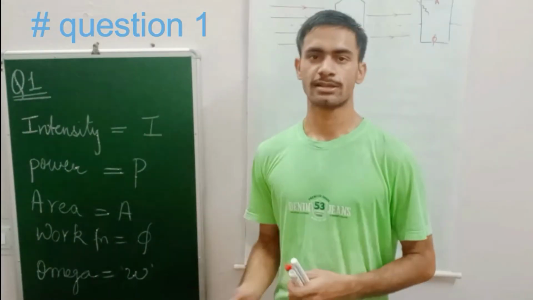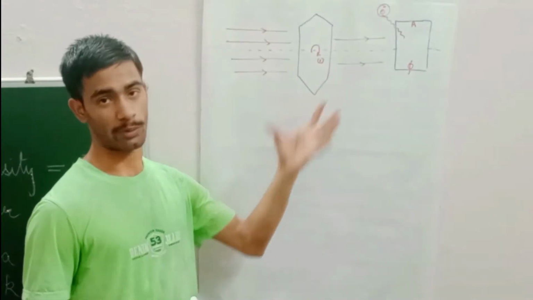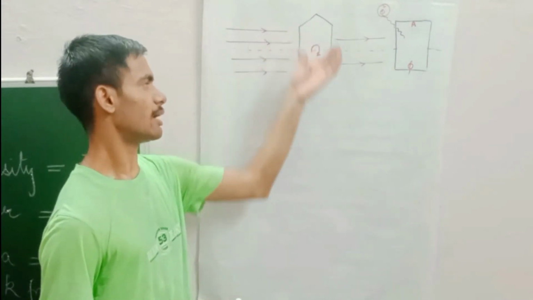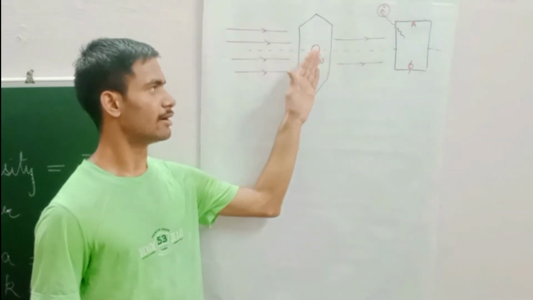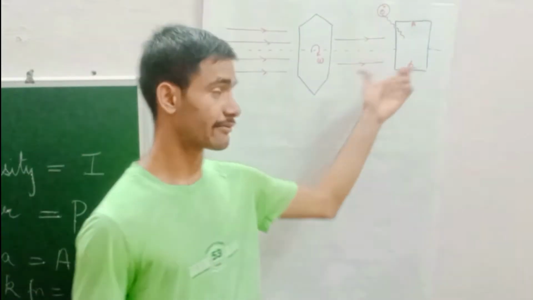So this was the data given to us for question number 1, and a figure somewhat like this was shown to us. We were required to find how many times I need to rotate this so that I can get the first electron knocked out of this metal surface.